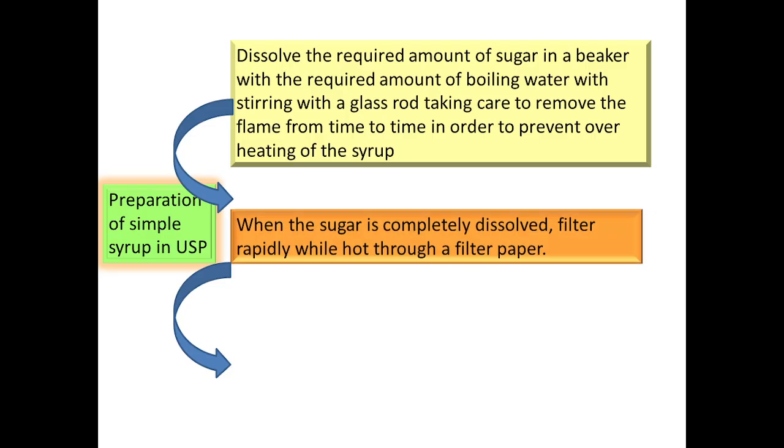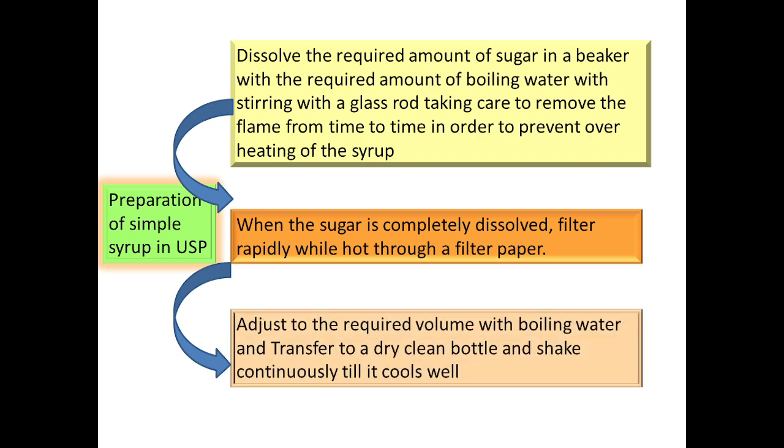When sugar is completely dissolved, filter rapidly while hot through a filter paper. Now the sugar will completely dissolve in boiling water. Now filter that hot solution using filter paper. Adjust the required volume with boiling water and transfer to a clean dry bottle and shake continuously till it cools well. Now adjust the volume of that preparation using boiling water, transfer it to a clean bottle, shake it continuously and cool it.